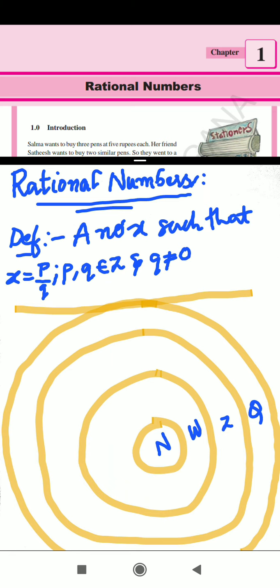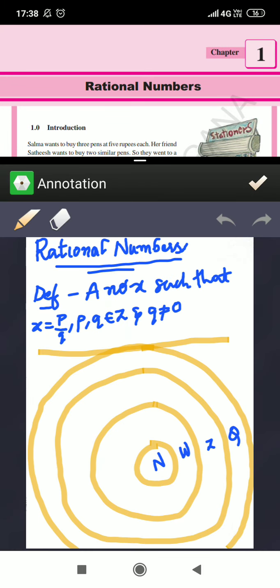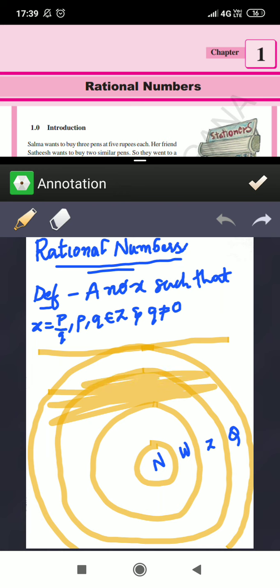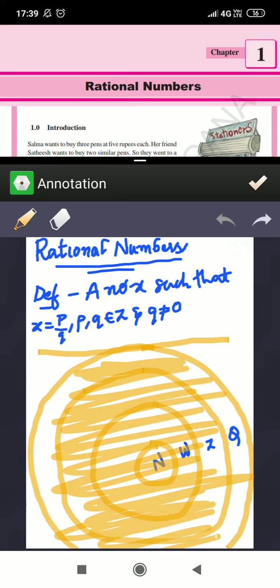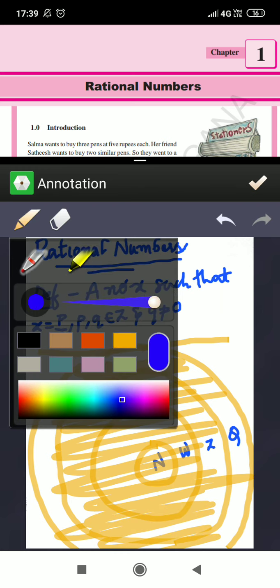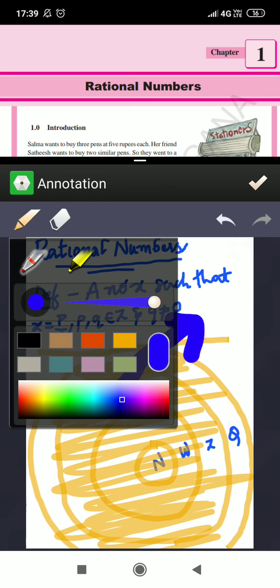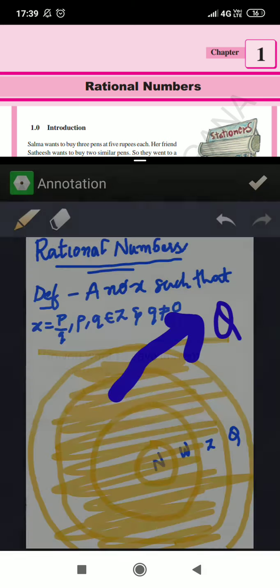Here, once you see the flowchart given: first natural numbers, whole numbers, integers, rational numbers. The bigger portion is occupied by rational numbers. Suppose you consider the shaded portion, everything you shade. If I consider a thing in the shaded portion, definitely I will get a rational number.